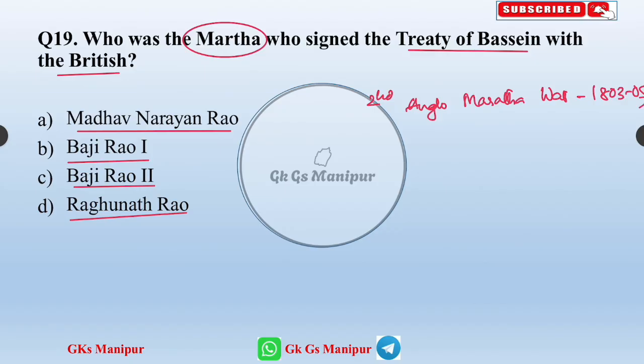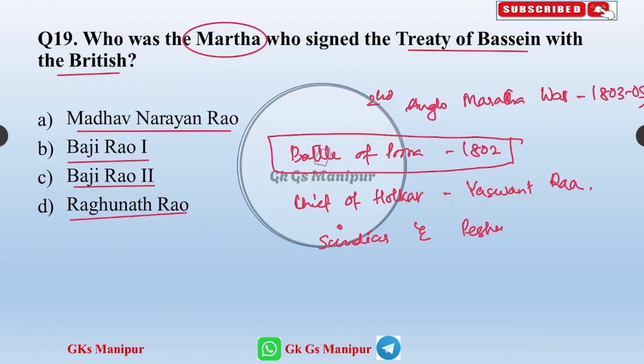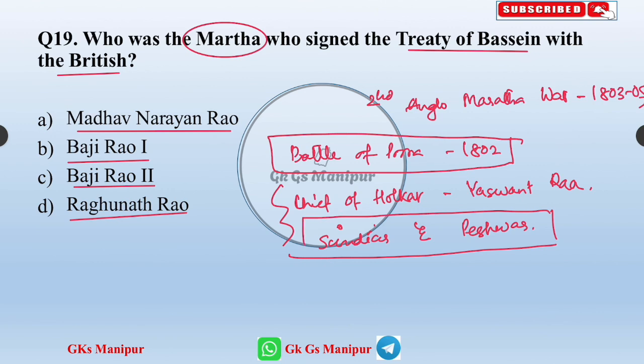The second Anglo-Maratha war was fought in 1803-05. It began after the Battle of Poona in 1802, in which Yashwant Rao Holkar, chief of the Holkars, defeated the Sindhias and the Peshwa. Because of this internal conflict, the Peshwa, Bajirao 2, option number C, is the correct option.